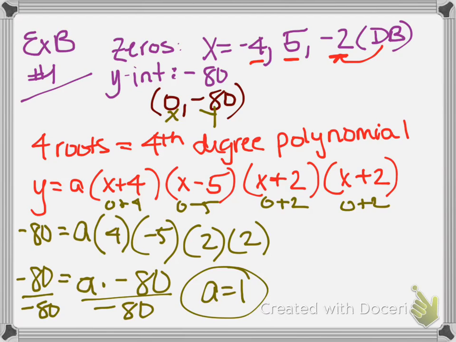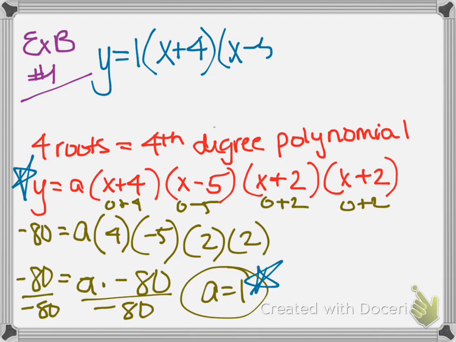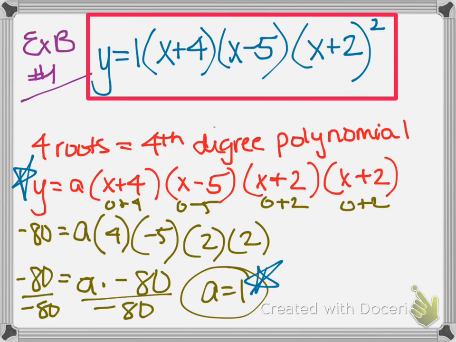So still not done. Remember, the last step is an important step because this is your final answer. So now that I know that a is 1 and I have this equation here, I'm just putting it together, leaving y and x in and putting in my 1 for a. So for example B, my final answer is y equals 1 times x plus 4 times x minus 5. And remember, x plus 2 is a double, so we can just write it squared. Okay? And that one is done.